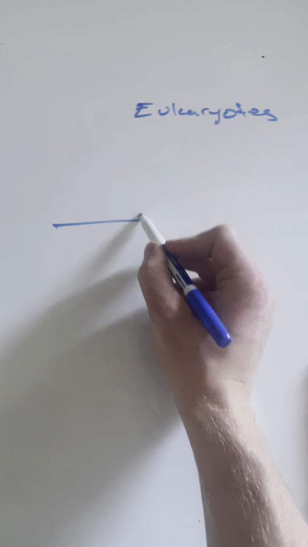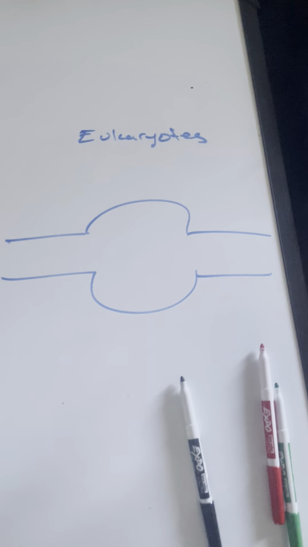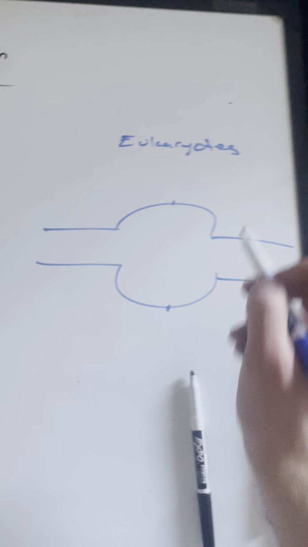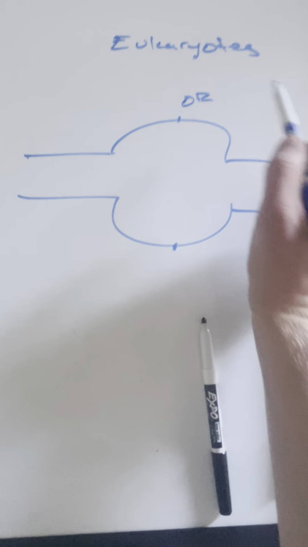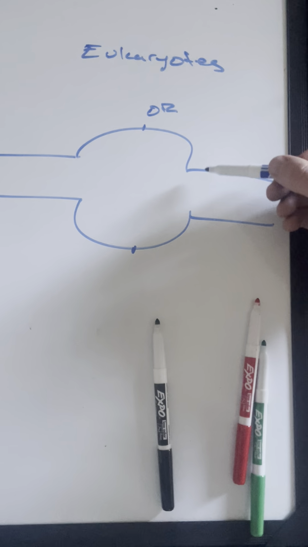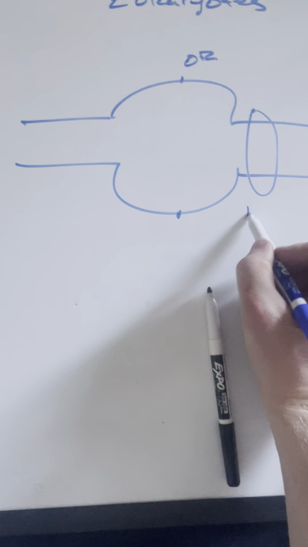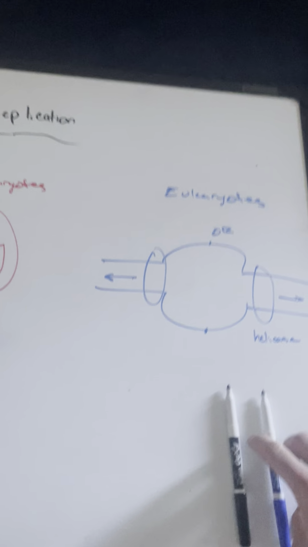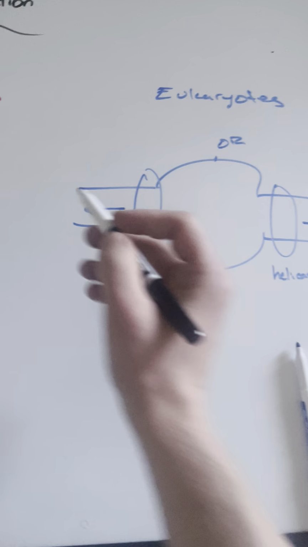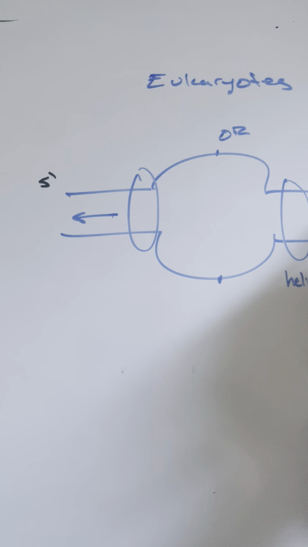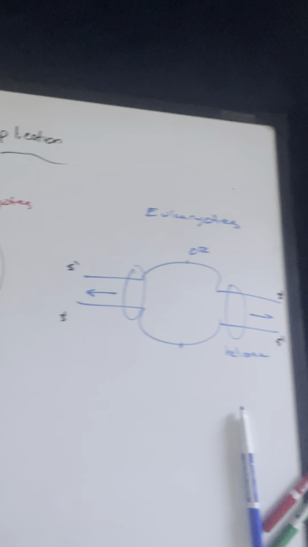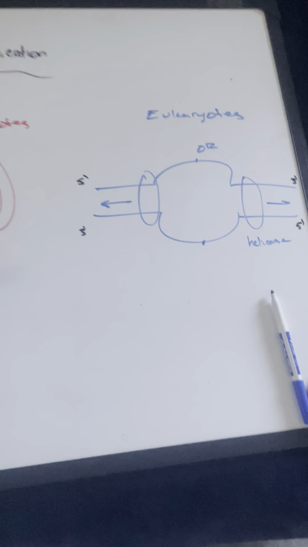We are going to look like this with replication bubbles. Center part is going to be origin of replication, OR, right? And then over here, we're going to have our helicases, going that way. Here, going this way. We'll say that this is 5', 3', 3', 5', since they run complementary to each other.